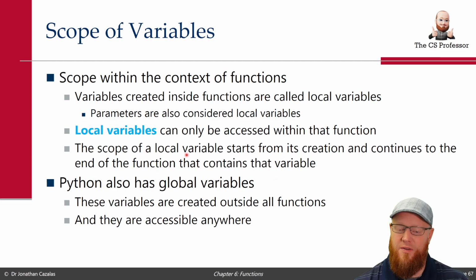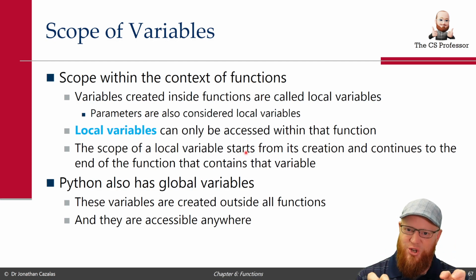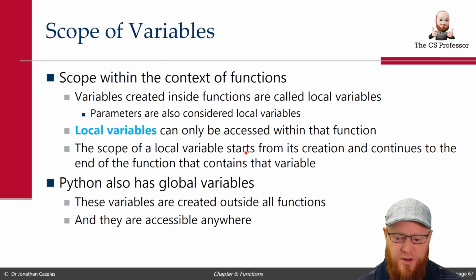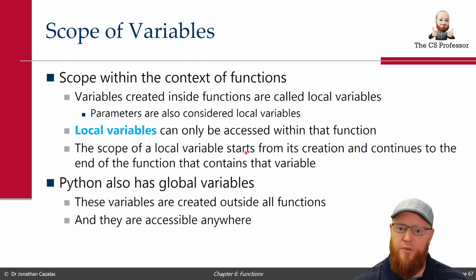The scope of a local variable is similar to the scope as we've just seen with traditional variables, variables that are not part of a function. The scope of a local variable starts on the line that the variable was declared on, and it continues to the end of the function that contains that variable. Therefore, the scope of a formal parameter is going to be from the very beginning of the function all the way to the end of the function.